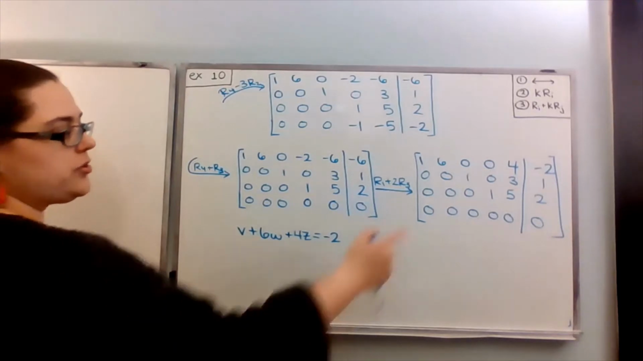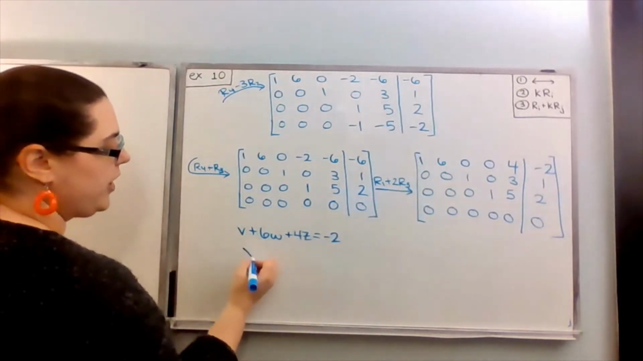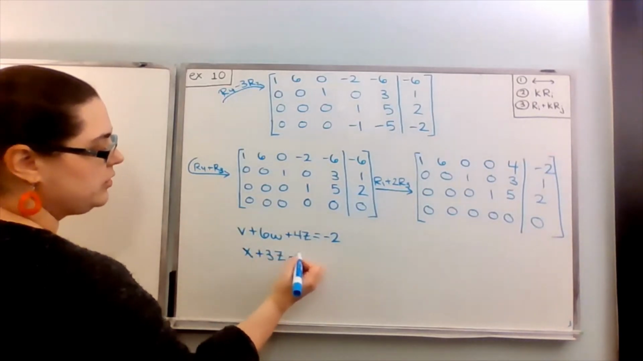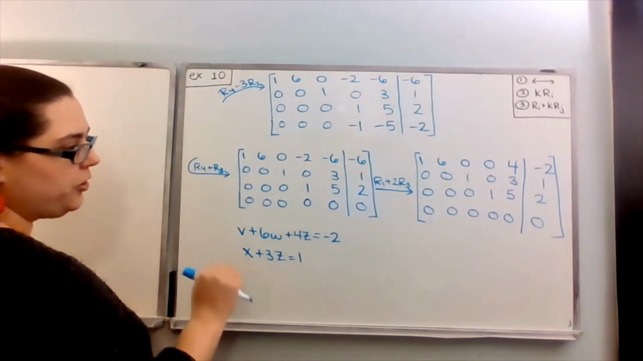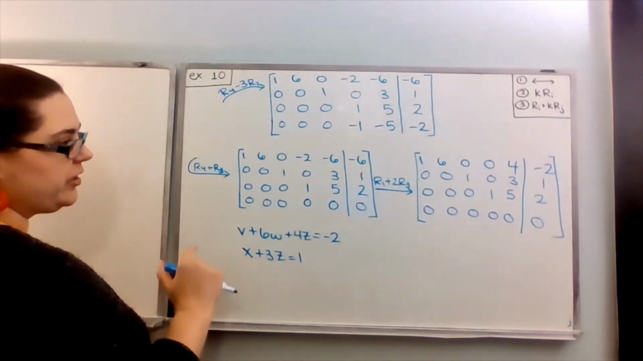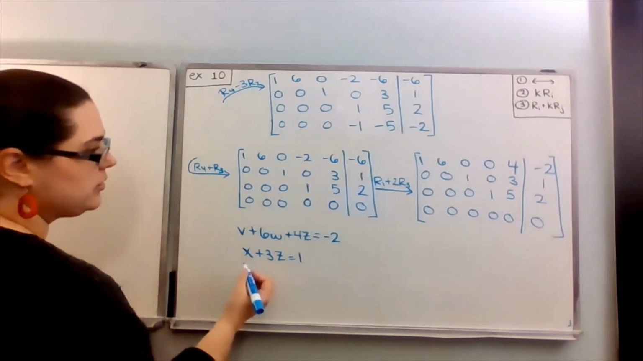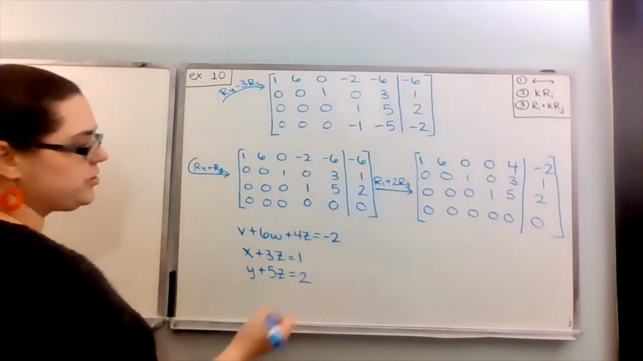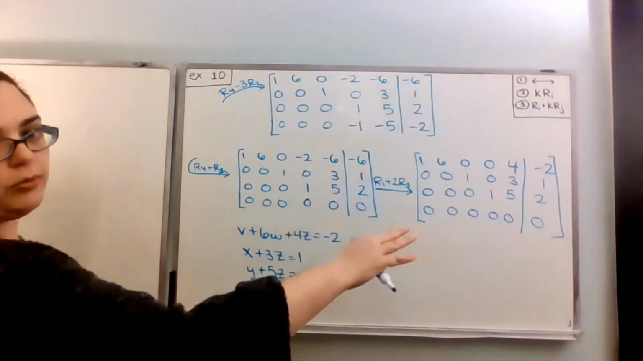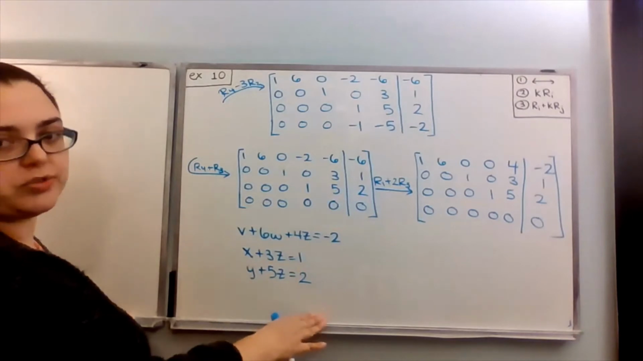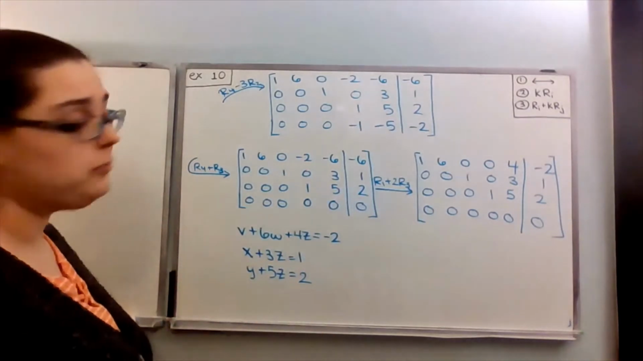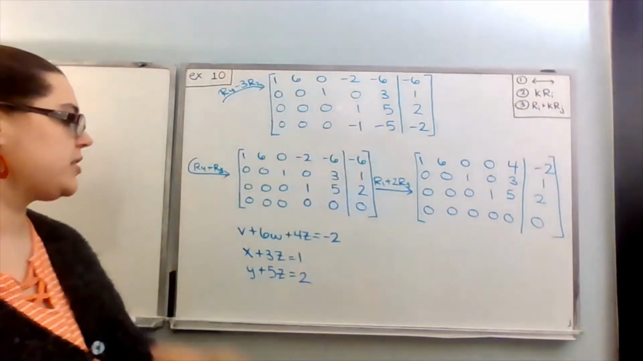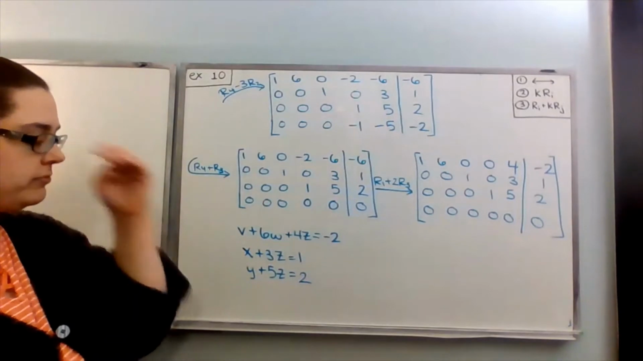In the second row, there's no V, no W, so we're going to start out with X, no Y, plus 3Z is 1. And in the third row, again, no V or W, this time no X. So we just have Y plus 5Z is equal to 2. And in the fourth row, we just have zeros. So I could write 0 equals 0, but I don't need to write that. So this system that initially began with 4 equations was able to reduce to a system of just 3 equations.